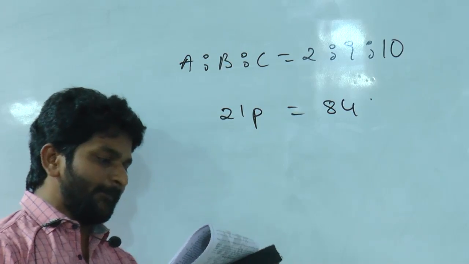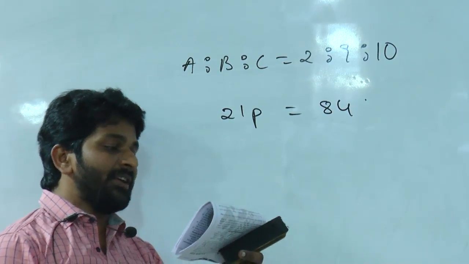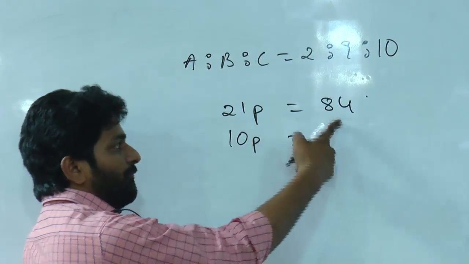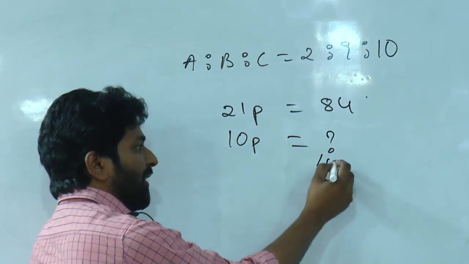What is your question? Find the present age of C. C's age is 10 parts. 10 parts is equal to how much? 21 is 4 times, so 10 is 4 times 10, 40 years.